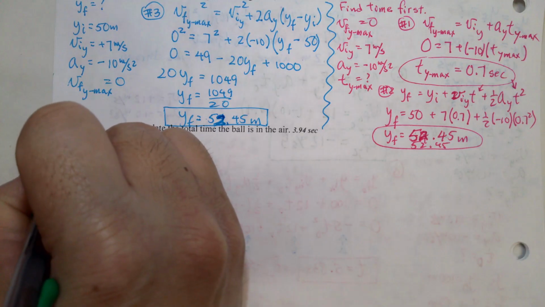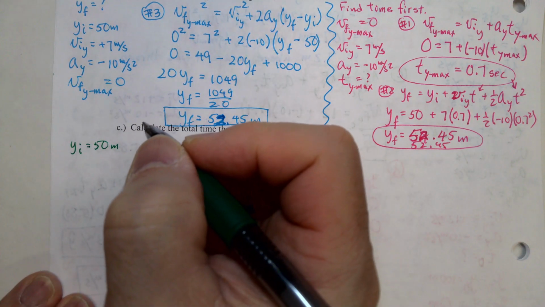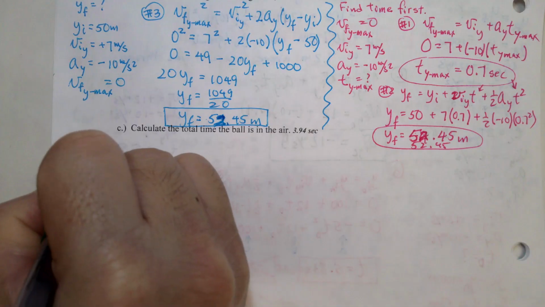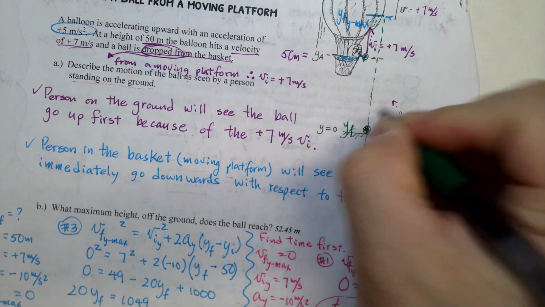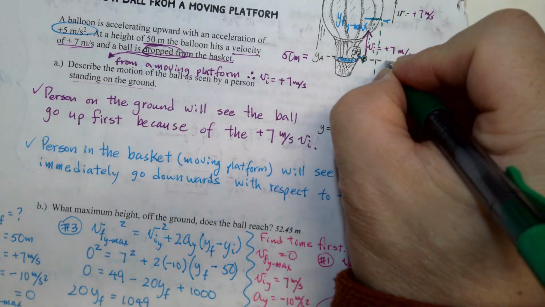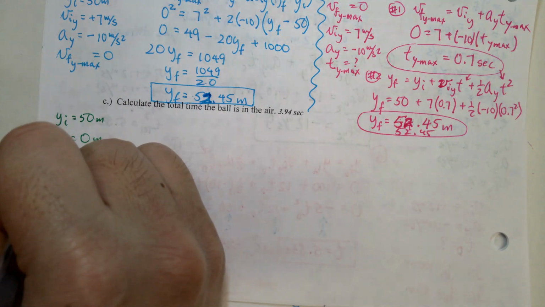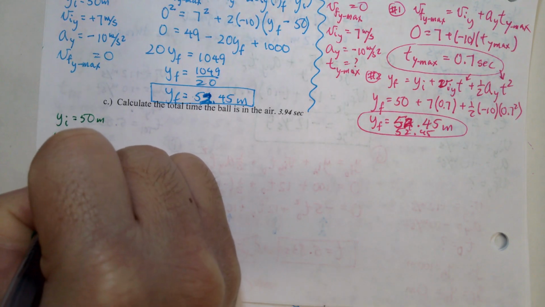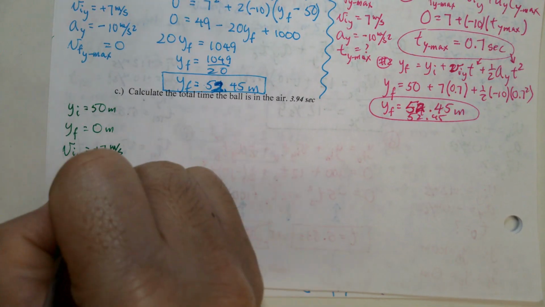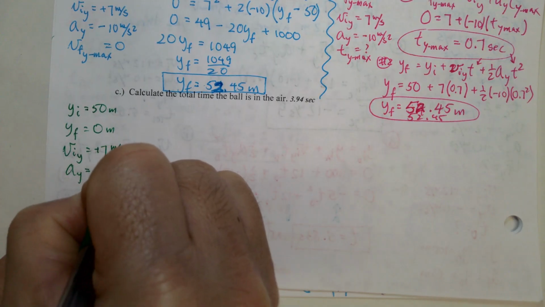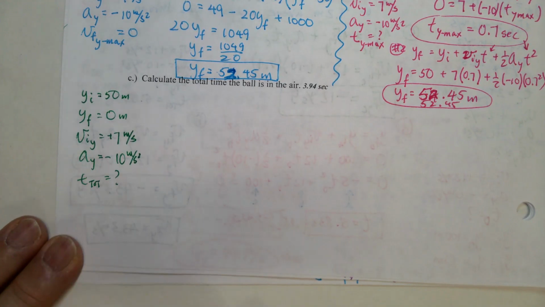So I know my y initial is 50 meters. My y final happens to be 0 meters, because this is my y final right here, and this is my y initial. And my VIY is equal to positive 7 meters per second. My A sub y is equal to negative 10 meters per second squared. And I want to know what T total is. That's what I want to know.